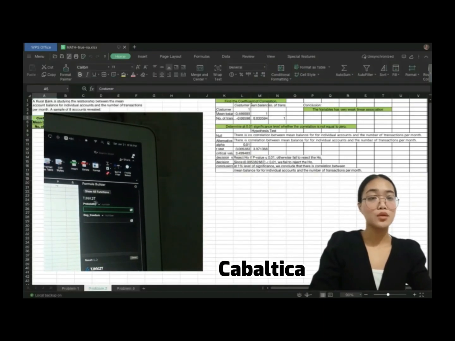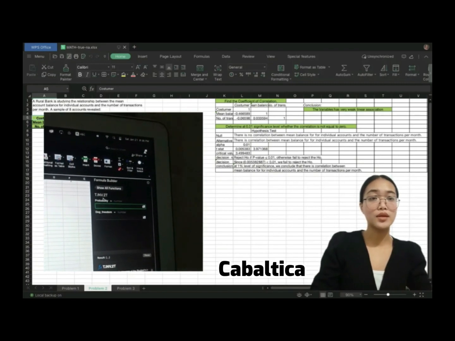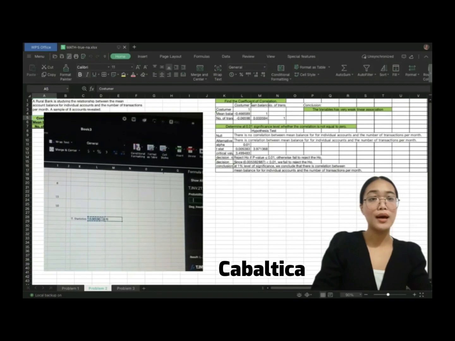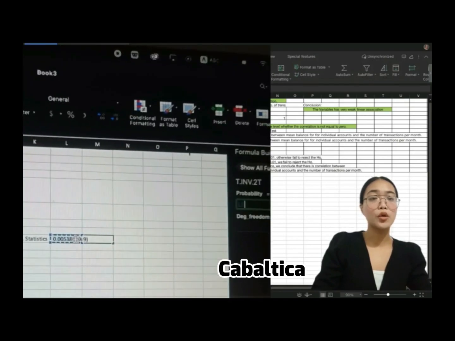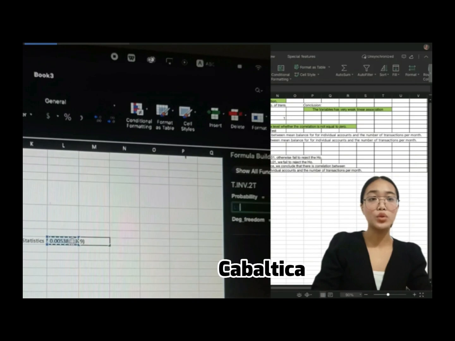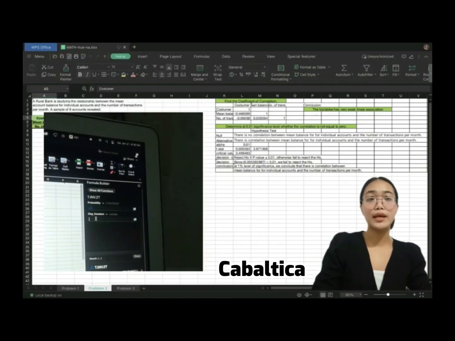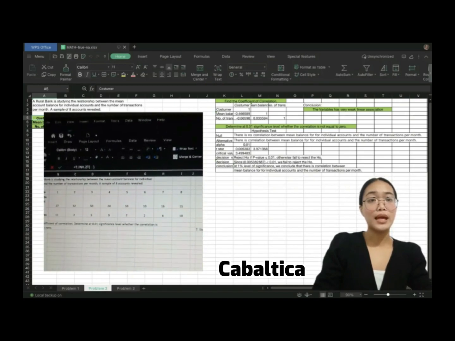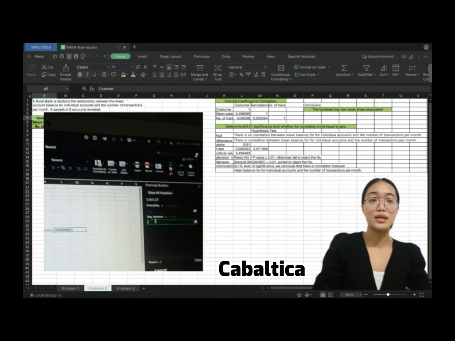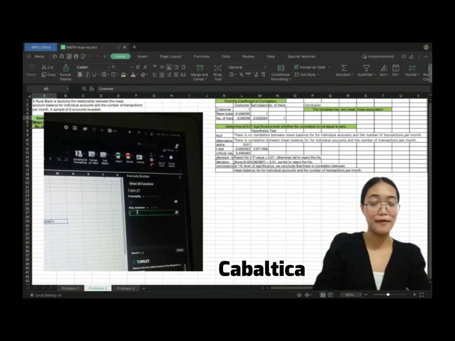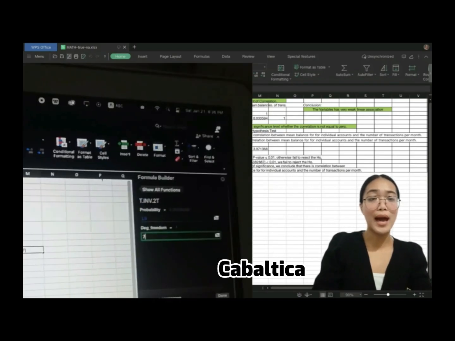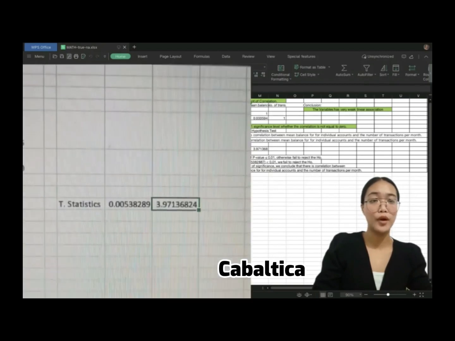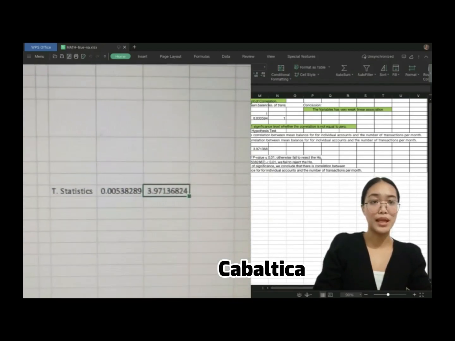After that, we will also get the actual t computed, and we will use the syntax T.INV.2T. So after that, insert function. For the probability, we will select the probability value, which is 0.00538289. And for the degrees of freedom, it is n minus 1, which is 8 minus 1 equals 7. And after that, we have 3.97136824 for the actual t computed.